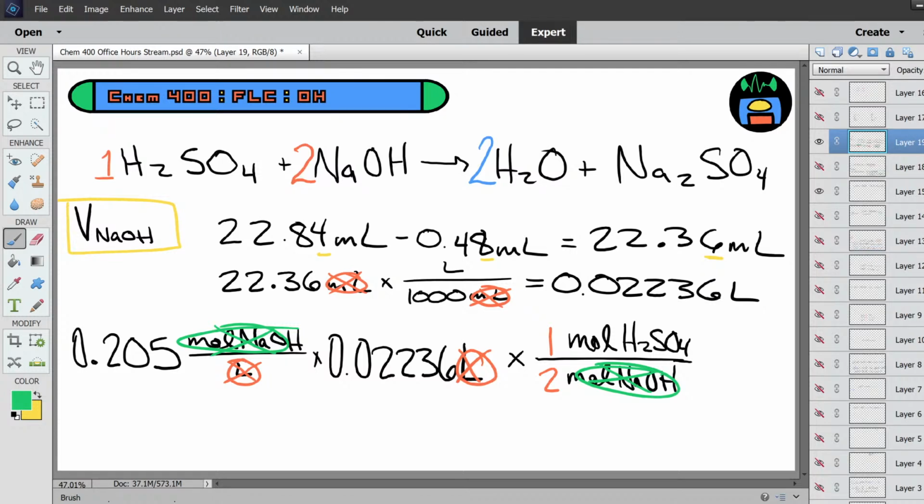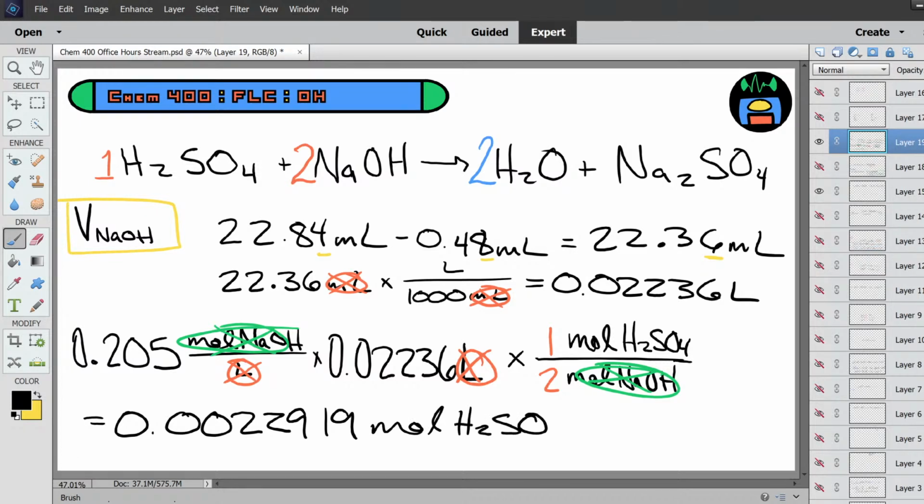And now we can crunch these numbers to find our moles of sulfuric acid. So we have 0.205 times 0.02236 divided by 2, giving us 0.0022919 moles of H2SO4. Sig figs here, we're limited by our molarity, which only has 3. I'm going to wait around to the end, but I'm putting those lines there to remind myself that I have 3 sig figs.